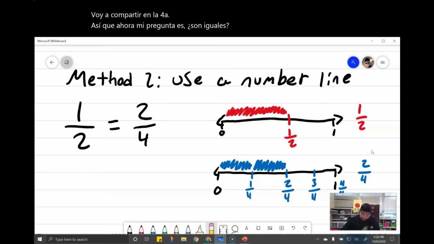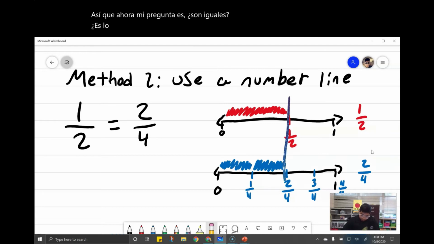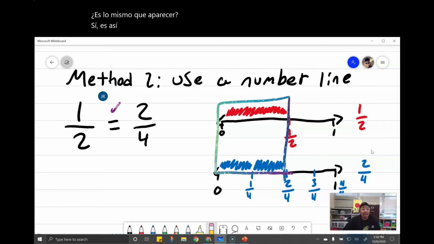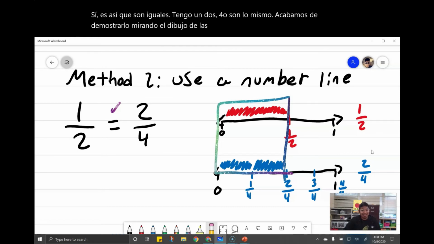Is this the same thing as up here? Yes, it is. So they are the same. A half and 2/4 are the same thing. We just proved that by looking and drawing at the number lines. Good job, okay? All right, now let's get down to our last method, okay?